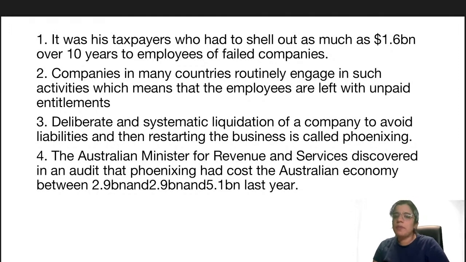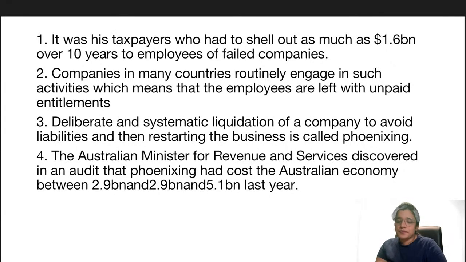Now, see, what is the whole paragraph talking about? It is talking about a business practice that is known as phoenixing. Where is this introduced? It is being introduced to you guys in the third option. Third option says deliberate and systematic liquidation of a company to avoid liabilities and then restarting the business is called phoenixing. So you definitely know the third option is going to be your opening statement, because it is introducing the main idea or the main purpose of the whole passage. The definition of phoenixing is in the third option, so the third option is going to be your opening statement.